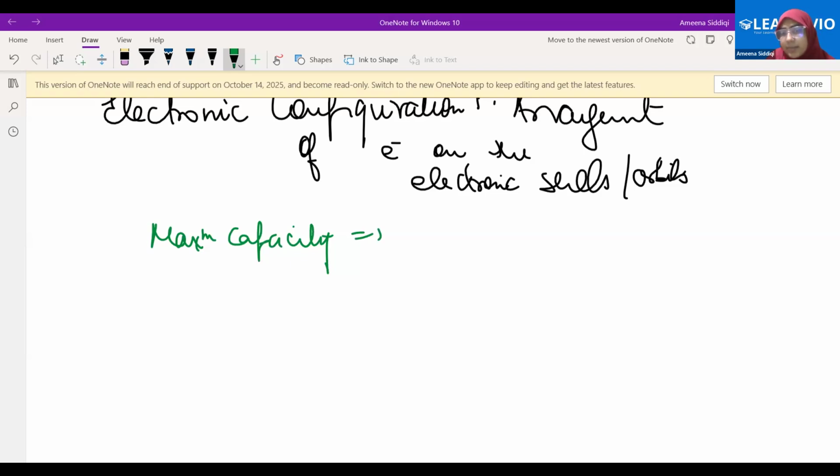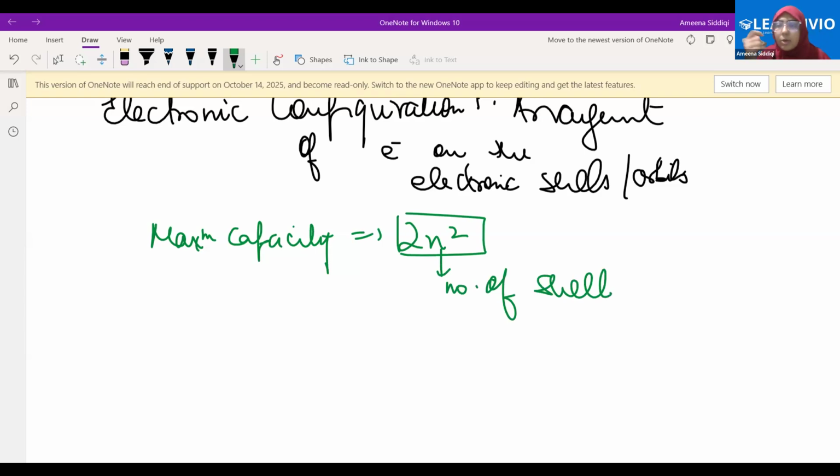Please pay attention. The maximum number of electrons in each shell is given by this formula. What is n? The number of the shell. Let us suppose we are talking about the second shell of the atom. So what will be the maximum number of electrons in the second shell? Don't you think it will be like this? And what does this give you? 8 electrons, right? Yes or no?